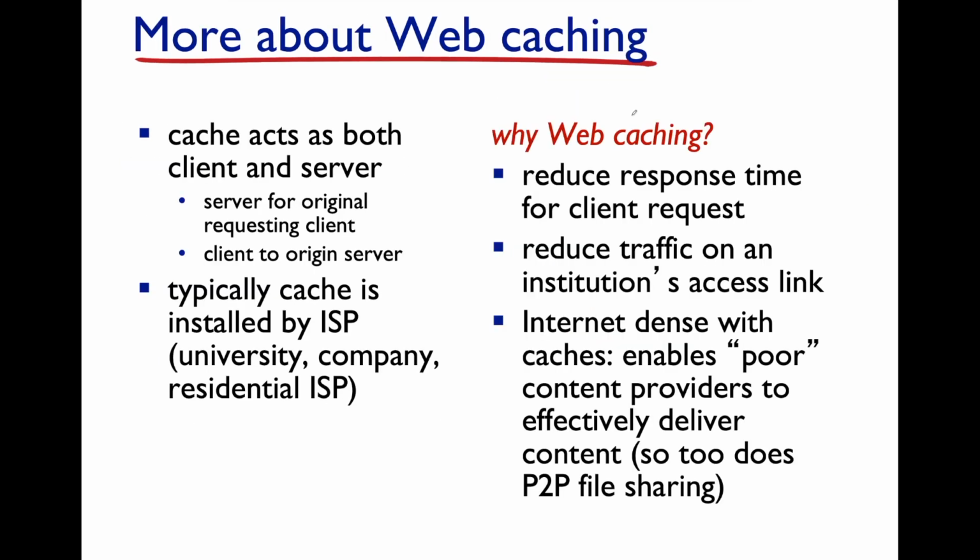And so a cache acts both as a client and a server. You could say it's a peer if you wanted to, but it acts both as a client and a server. It's a server with respect to the original client request, and it's acting as a client in terms of its relationship with the origin server.